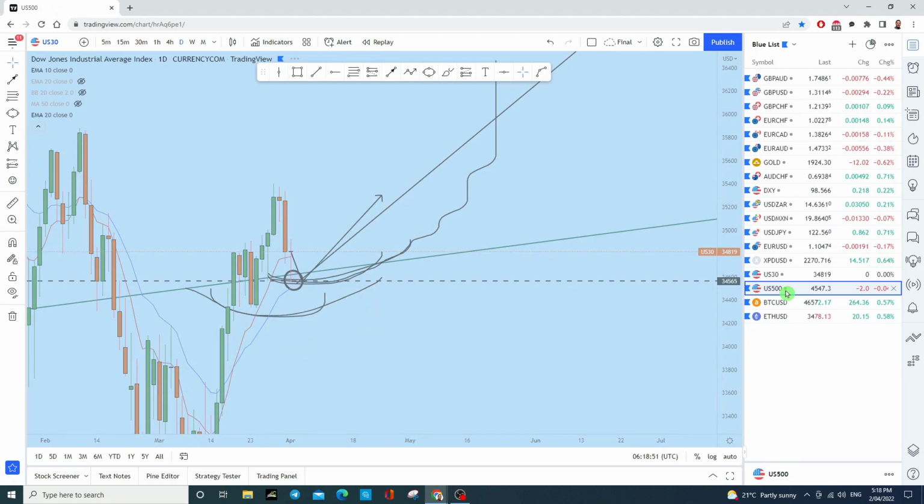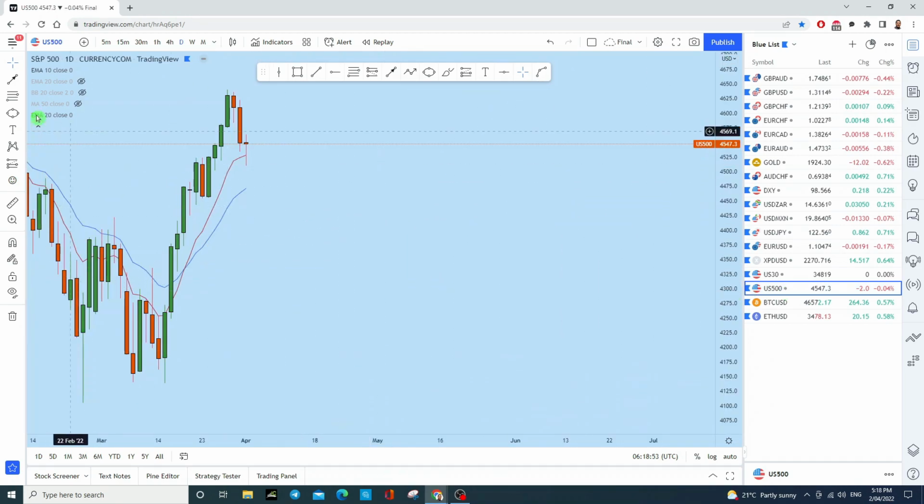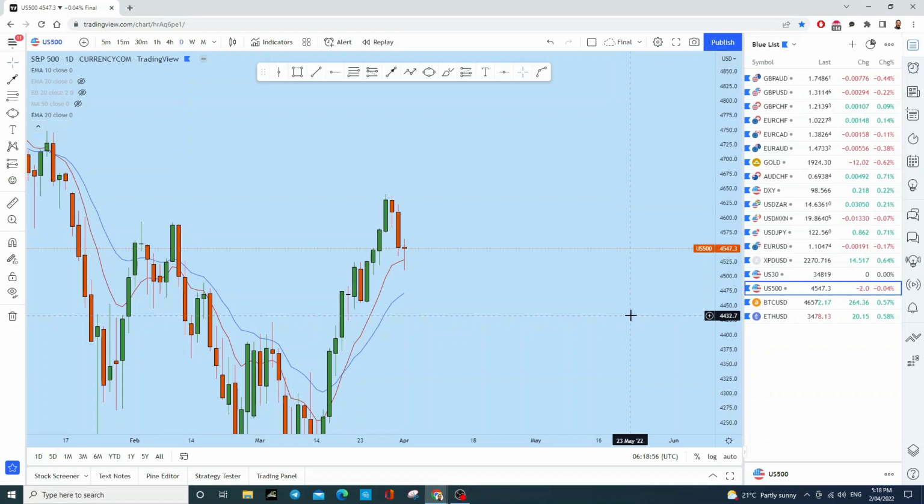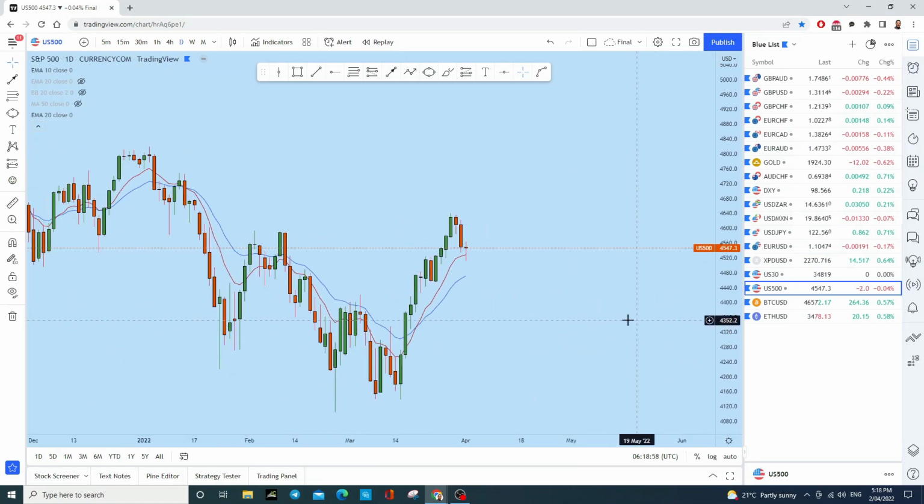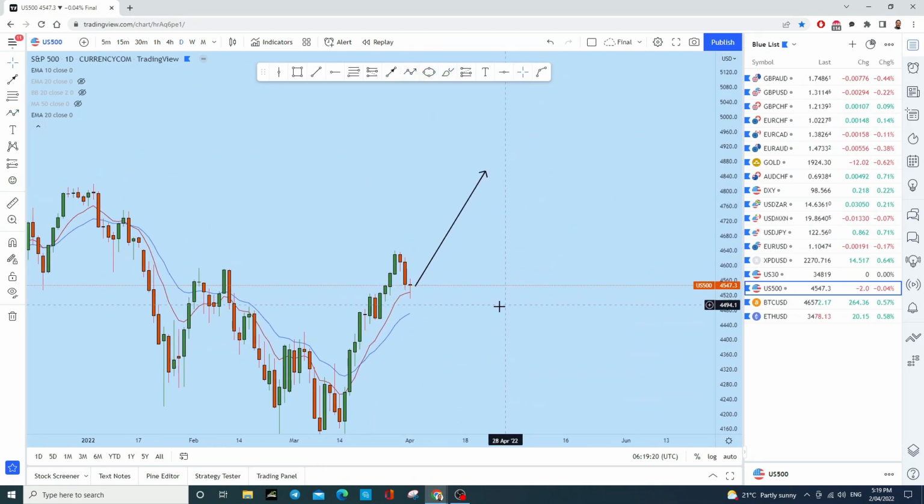Now let's see US 500. US 500 and US 30 are doing the same kind of pattern. This is the daily time frame. If you are watching only US 500 in this video, then I would suggest you watch the US 30 analysis before this one. It is the same analysis: we will be waiting for a bullish setup from here. It's a strongly bullish market.